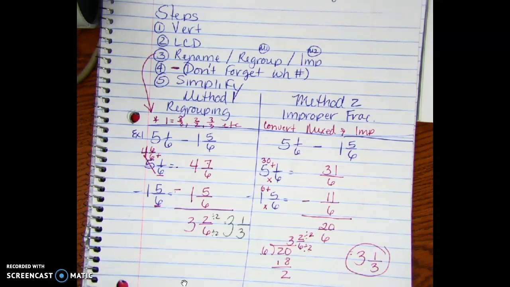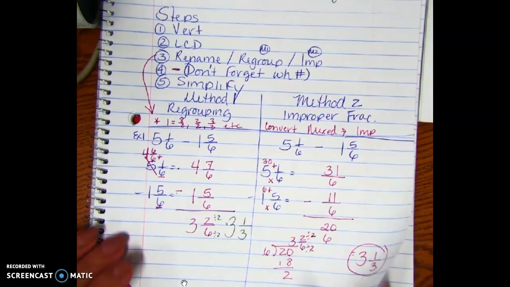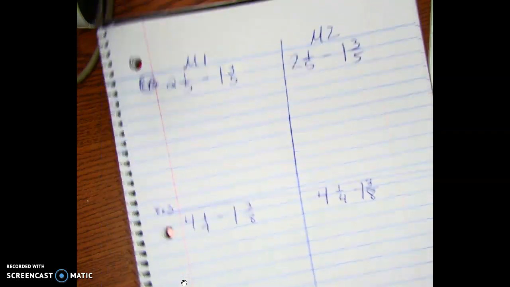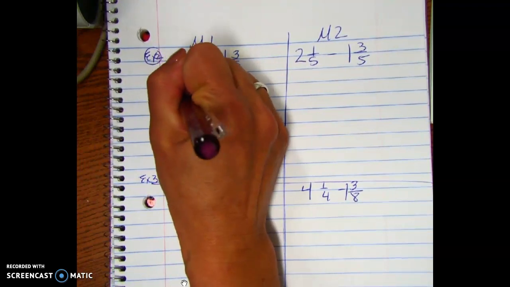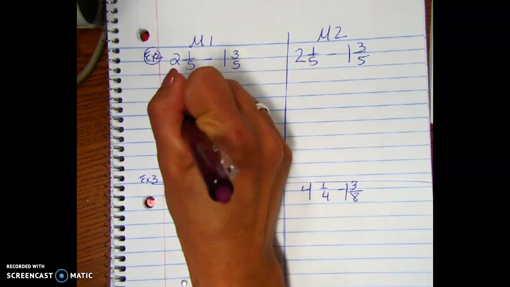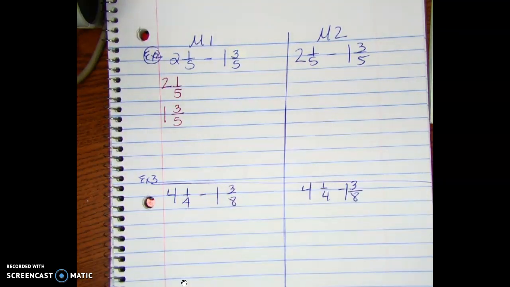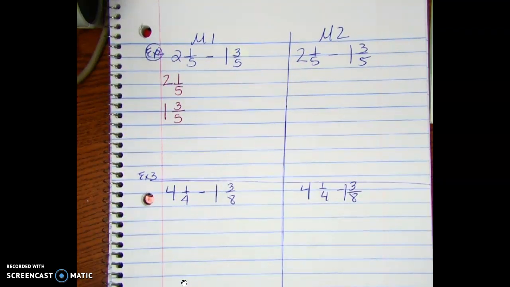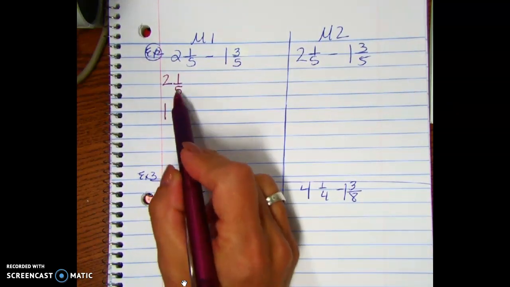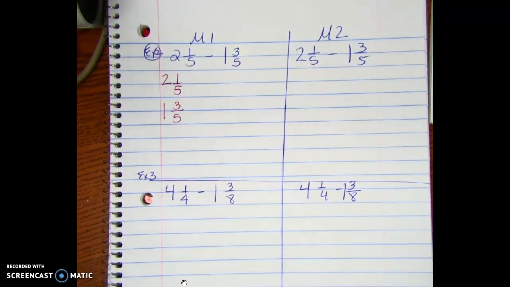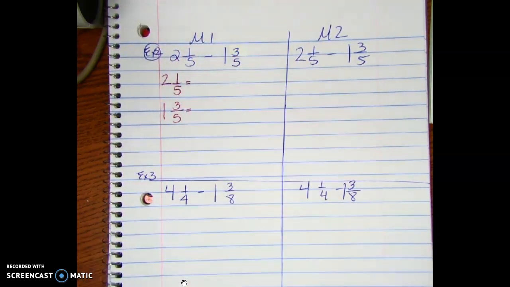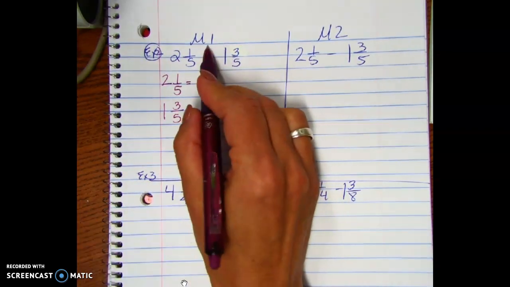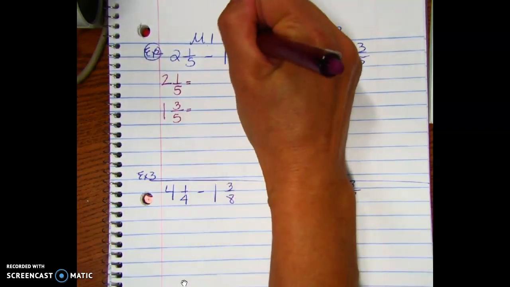Okay, so we're going to do a couple more just so that you can get the hang of it. So I've already got them written out here. Step 1 is always to write your problem vertically. Step 2 is least common denominator. Yay, I don't need to do step 2 because they're already common denominators. Step 3 is to rename by regrouping or by improper fraction. Well, we're in method 1, so this is the regroup way.